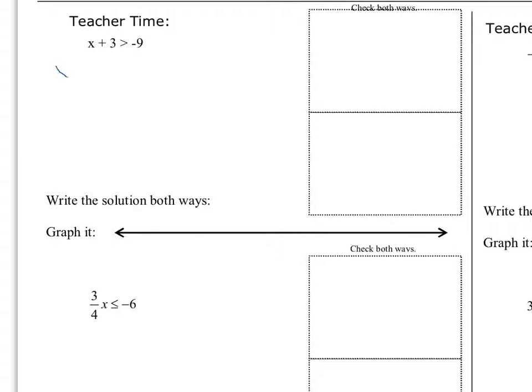Okay, add a negative 3 to both sides. So she's treating this just like it's an equation and saying, I need to get the x alone. So I'm going to add a negative 3 to both sides. Very good. So we do that, and we do indeed get the x alone.